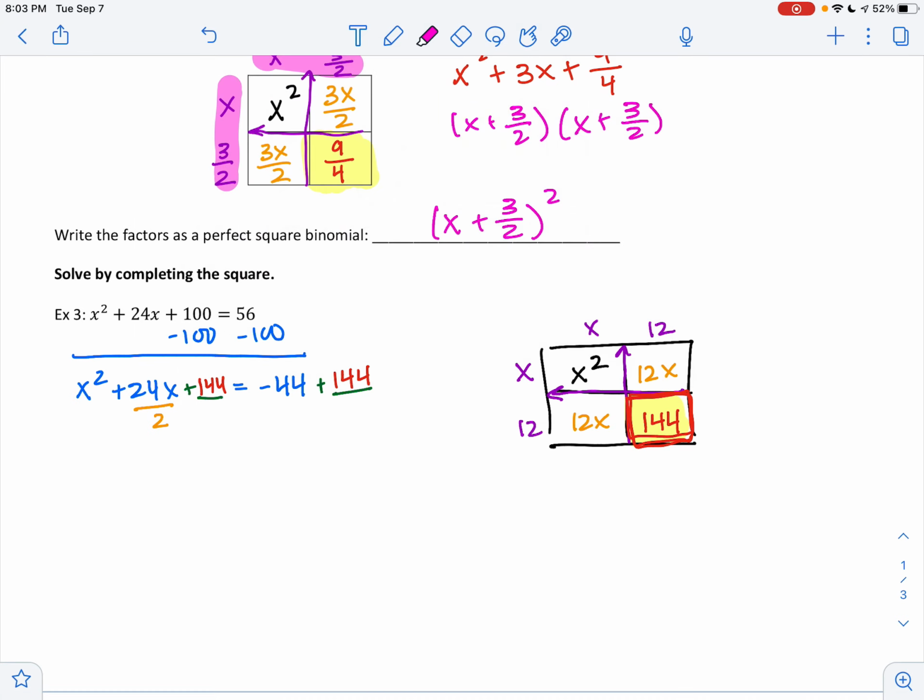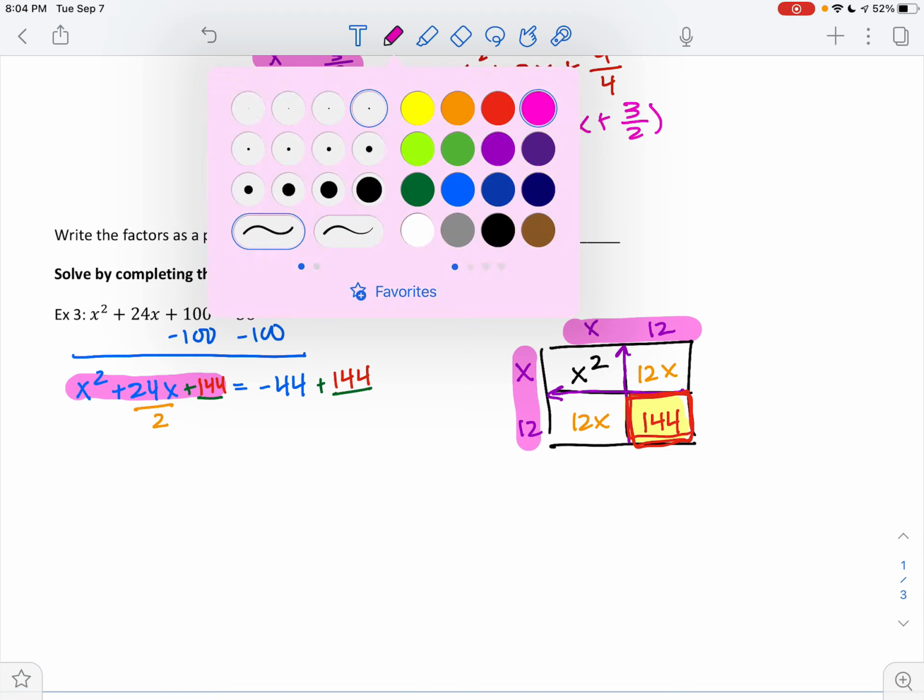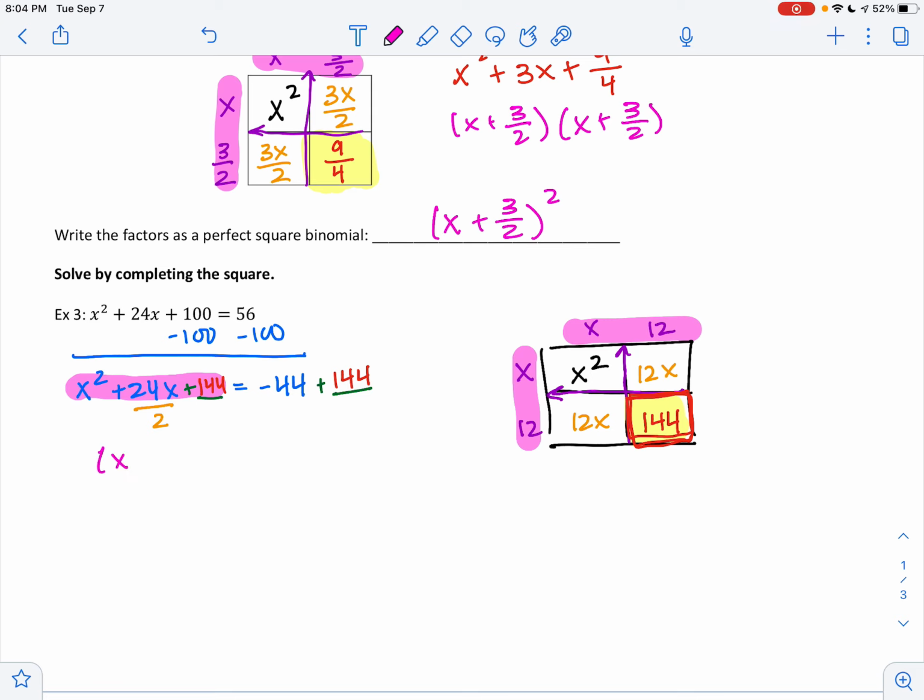The right side of my equation, I have x squared plus 24x plus 144. Well, we've just factored that. Those factors are x plus 12 times x plus 12, which is the same thing as saying x plus 12 squared. On the right side of the equation, negative 44 plus 144 is 100.